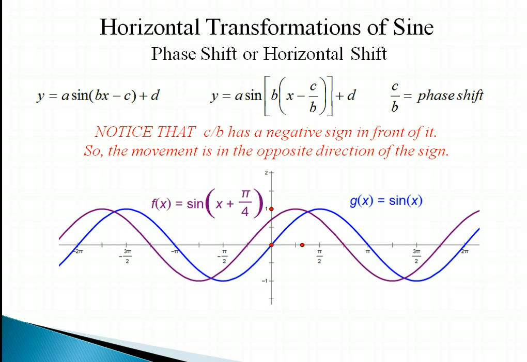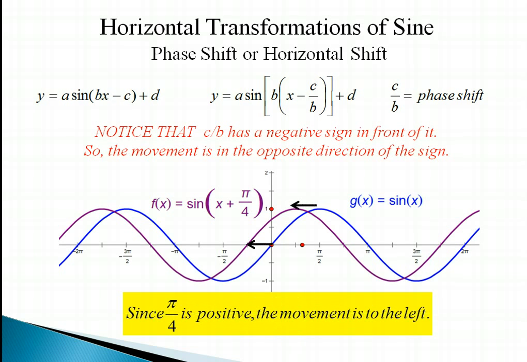But looking at the two graphs here, the blue one is the sine, the purple one is the shifted one. Notice that it shifted to the left, not to the right. Now, whenever you're adding or subtracting from x, it's actually going to cause your graph to shift in the opposite direction of the sign. So keep that in mind as you go through.